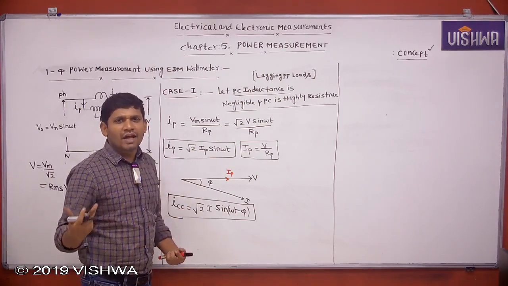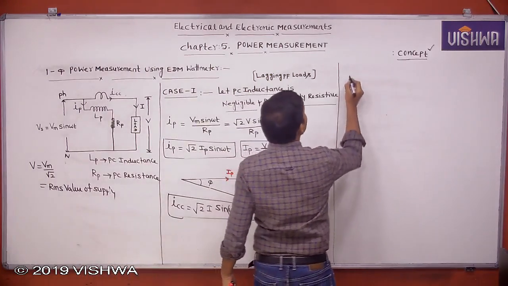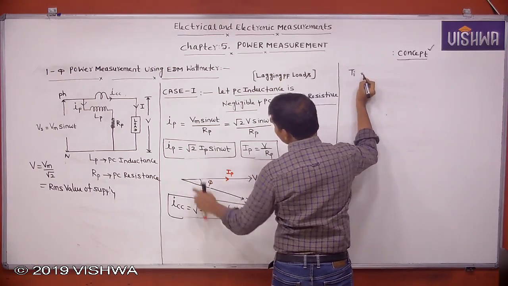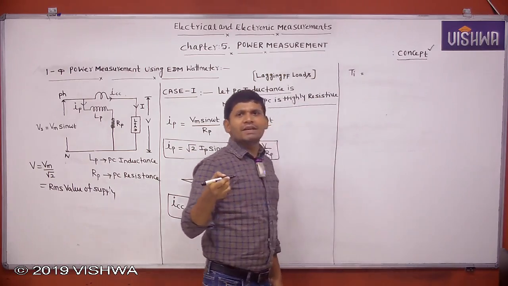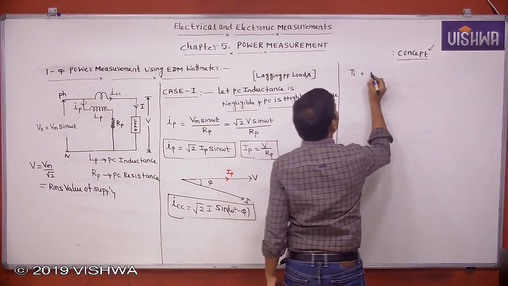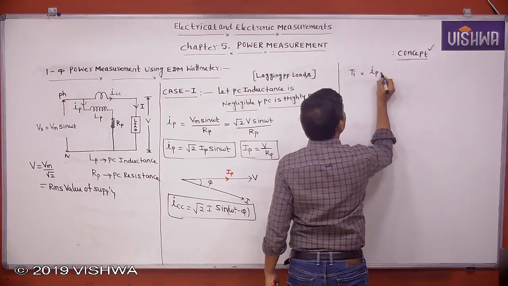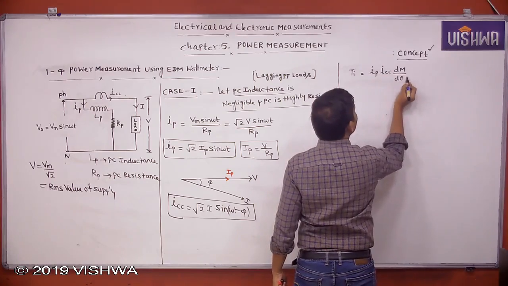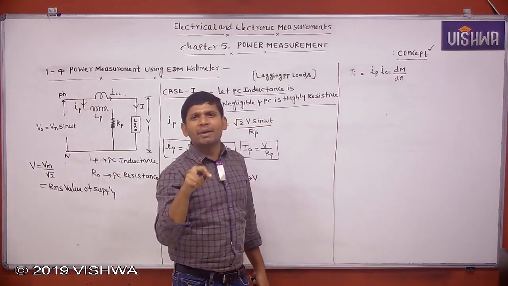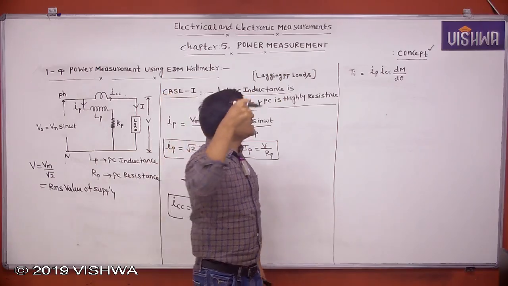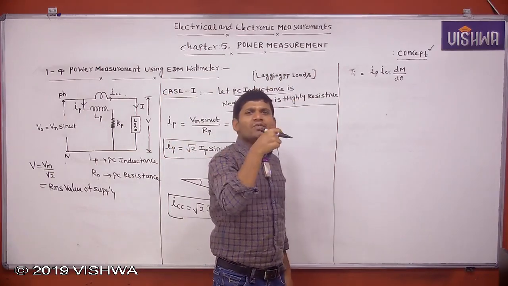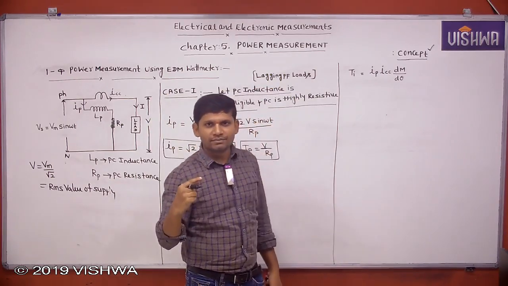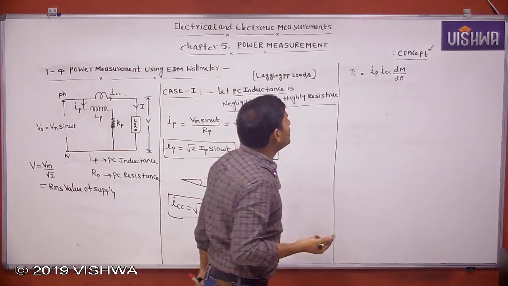Because of these two currents in the wattmeter, an instantaneous torque is produced. What is the expression for that instantaneous torque? i_P into i_CC into dM by d theta. The same formula is given in the EDM instrument: I1 into I2 into dM by d theta. Instead of I1, I2, you substitute i_P and i_CC. Why am I using this equation? Because it is an EDM wattmeter, and we are utilizing that concept here.